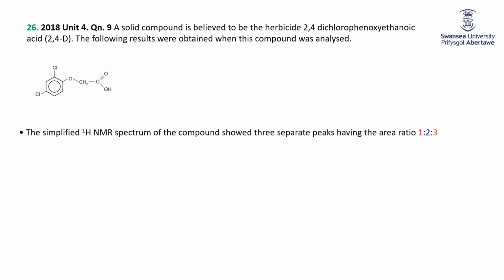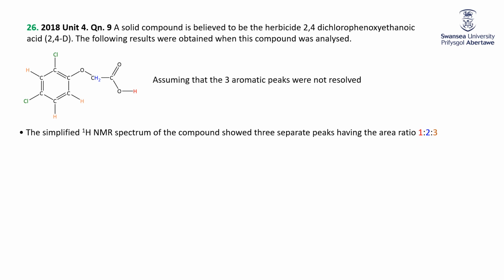Now the simplified NMR spectrum showed 3 separate peaks in a ratio 1 to 2 to 3. So we know we've got 6 protons on there. Let's look at them and see how they are. We've got 1 proton there, that's the OH. We've got 2 protons there for the CH2, and then we have 3 aromatic protons. That agrees with a 1, 2, 3. So assuming that we didn't resolve those 3 aromatic peaks, that agrees.